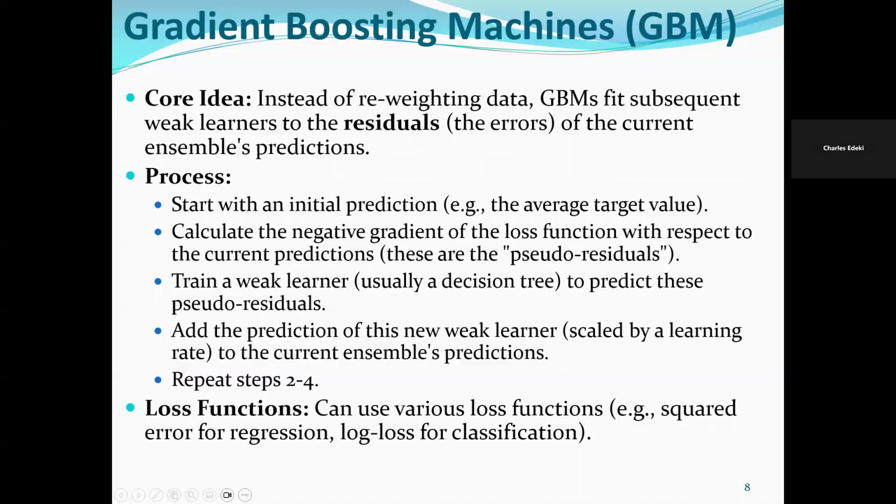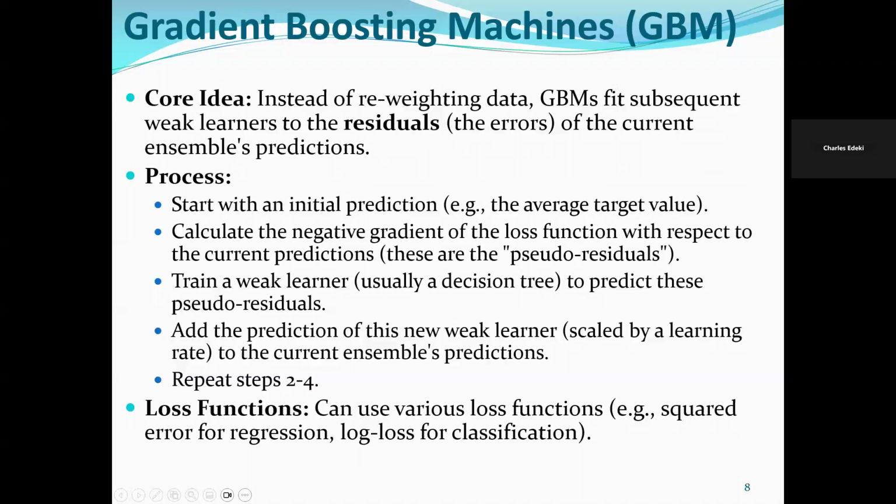Now, how the process works: first of all, we start with an initial prediction, an initial model. For example, a constant value, like the average of the target variable for regression, or the log odds for classification. This model has, I would say, the largest residuals. Then we go through what we call the iterative process.